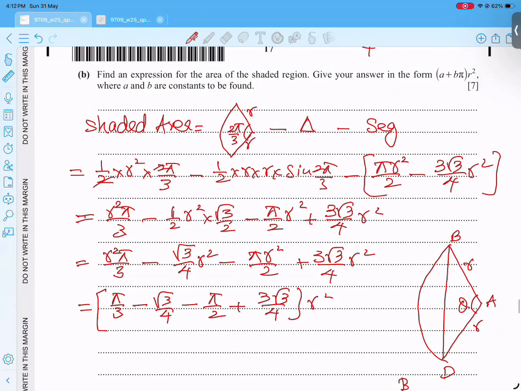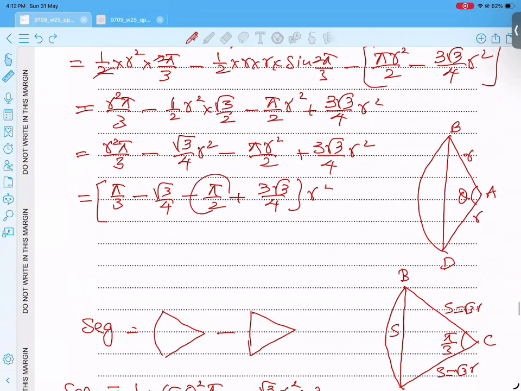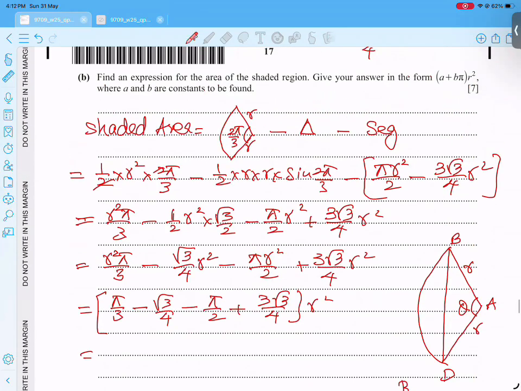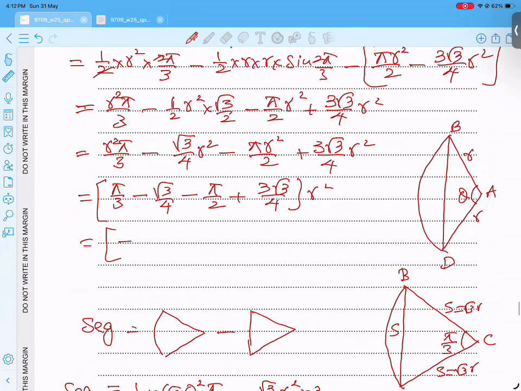Now, students, I need this special form, and we are very close. Two values with pi and two values without pi. So pi by 3 and minus pi by 2, and I'm getting here negative 1 over 6, which I need later. So I'm writing here negative 1 over 6. Now these two values I'm going to simplify: negative root 3 over 4 and plus 3 root 3 over 4, and I'm getting here, students, plus root 3 over 2.